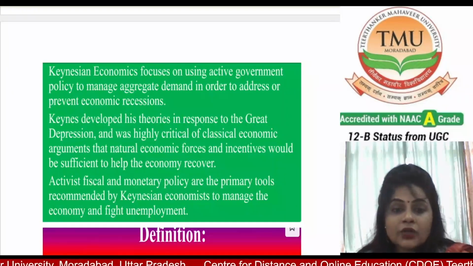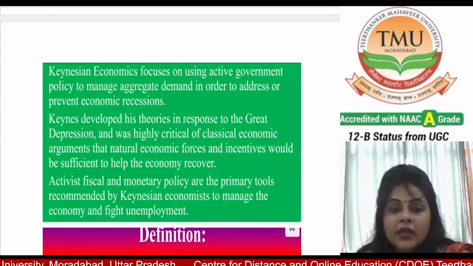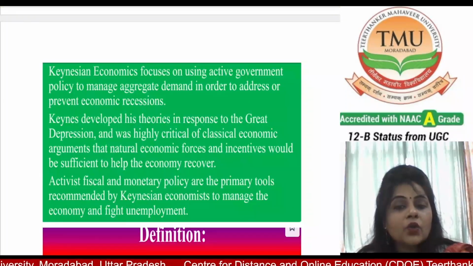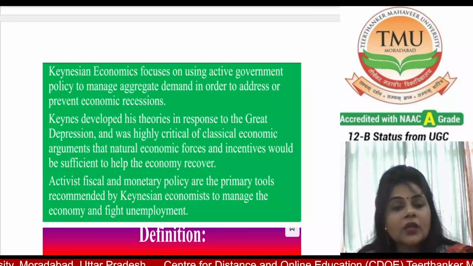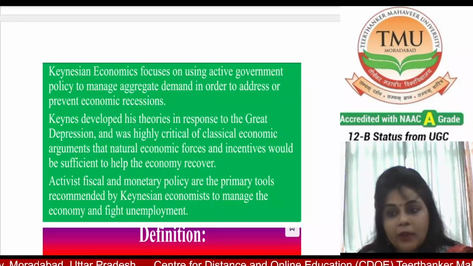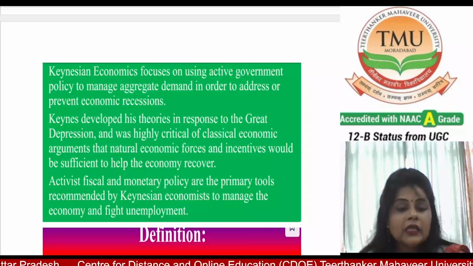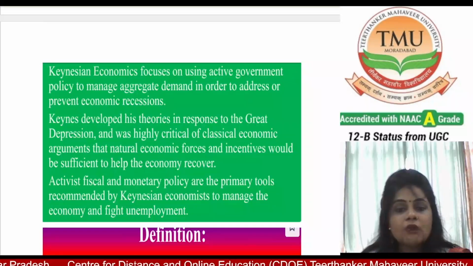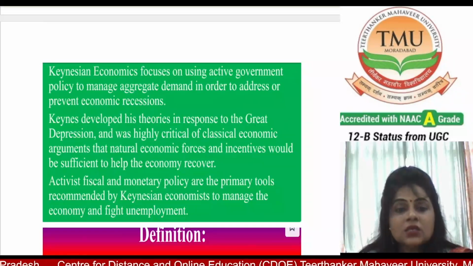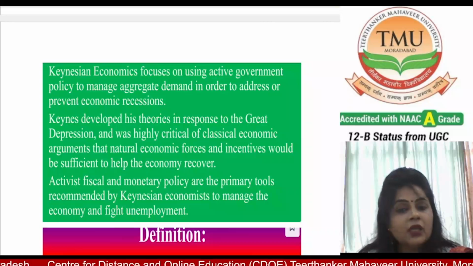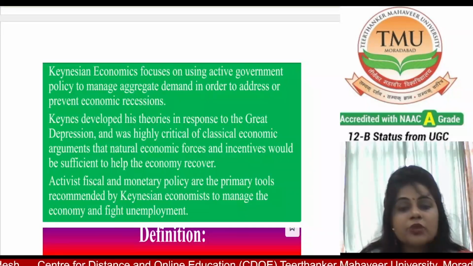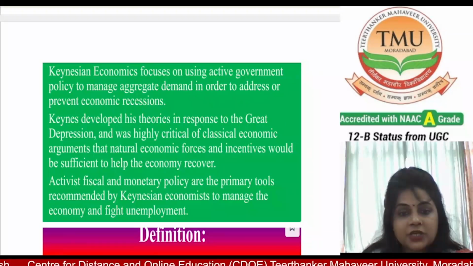So Keynes argued that inadequate overall demand could lead the economy away from full employment. Any increase in demand has to come from one of these, which can pull the economy out of recession and depression.